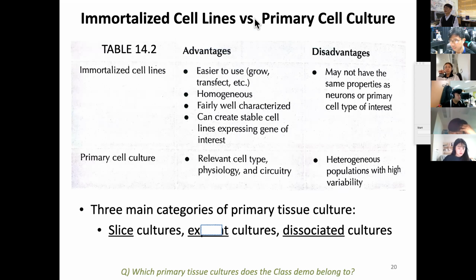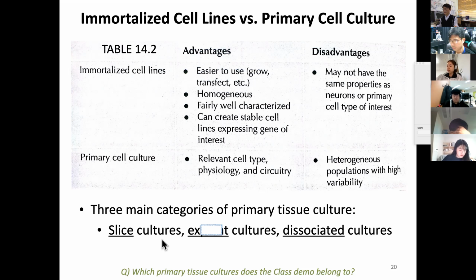So I gave you a comparison chart of immortal and primary culture. Now I think you understand clearly: immortal is easy to use, homogeneous, well characterized to compare between groups over the world, between scientists, and you can create stable cell lines expressing genes of interest. You can do this experiment, while the results may not be the same as in the neuron of interest. While primary is more relevant to cell physiology and brain neuronal circuitry, the result is harder to interpret because it's a heterogeneous population with high variability.